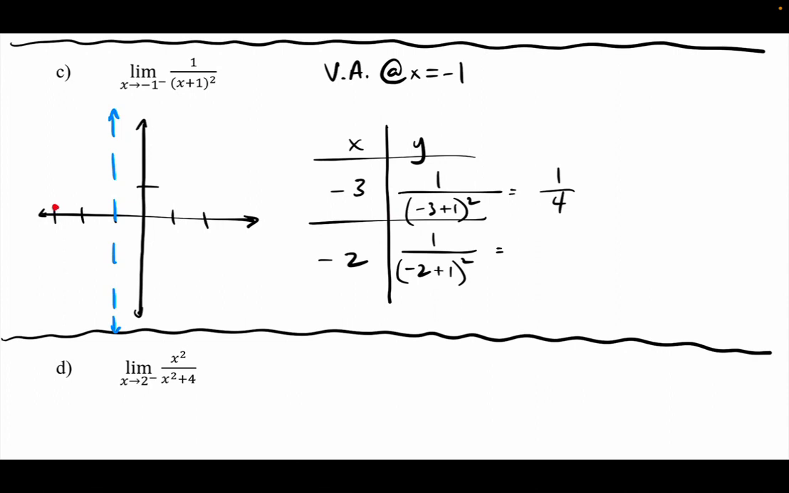Up barely. Next one, 1 over, what is that going to be, -1 squared, which is 1. So this is going to be 1 over 1, which is 1, right? Yeah, so it's going to go up. So -2, 1, make a dot. Yeah, so this one is going up.